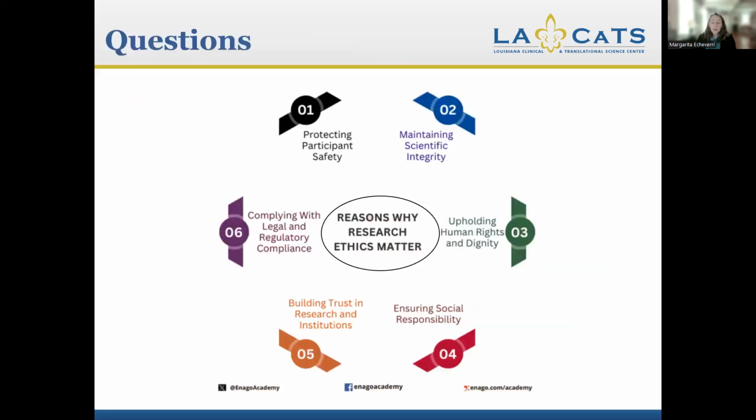So this is the end of the presentation. I saw this image and I think this is a good summary of the main points discussed here and why ethical research matters in community engagement studies. We are now open for questions and comments. Thanks again for your participation and time.